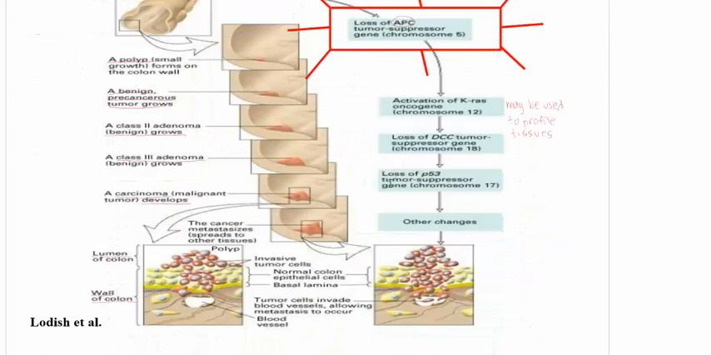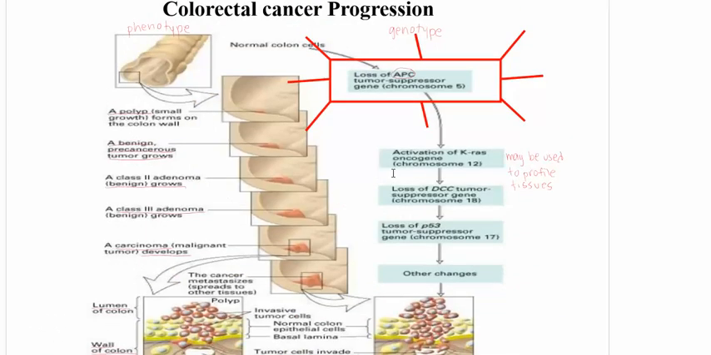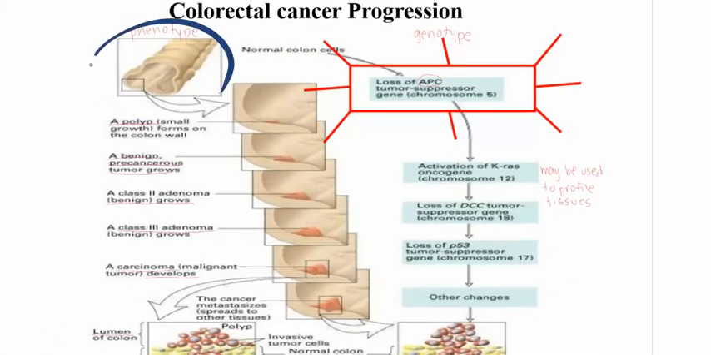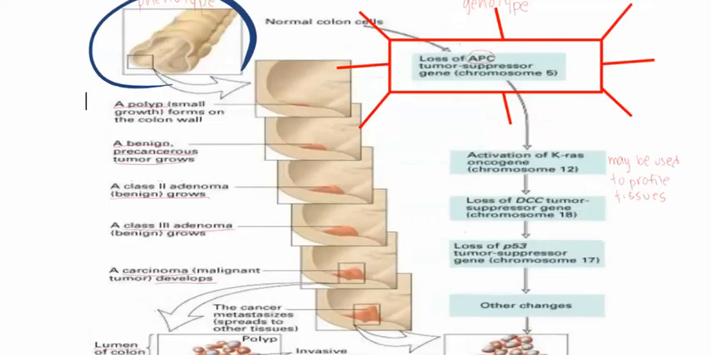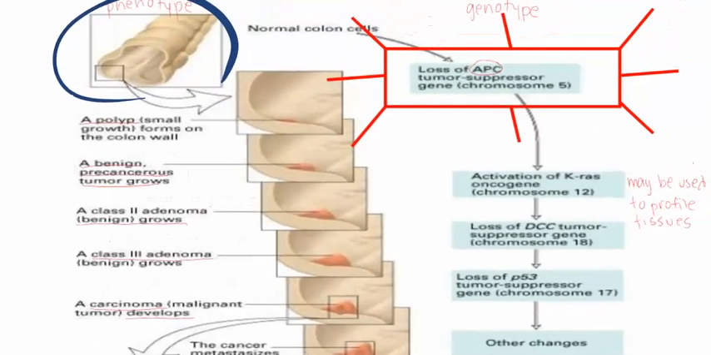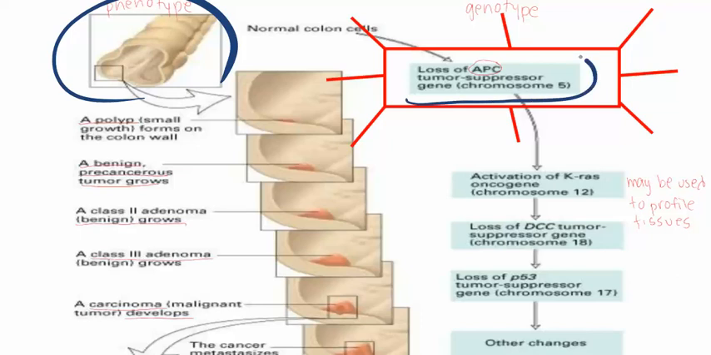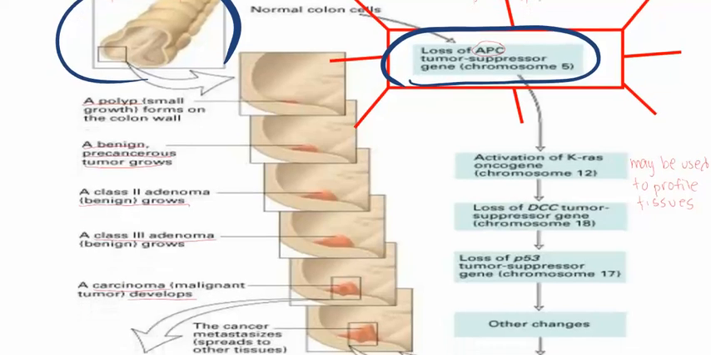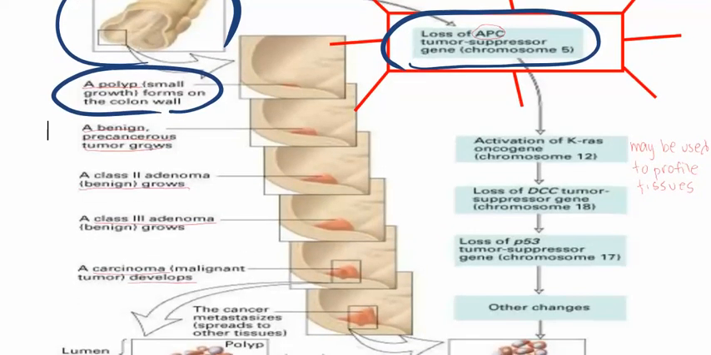Okay, this is what I wanted to point out here. If you start off with your normal colon, the first mutation that occurs is the loss of the APC tumor suppressor gene on chromosome 5. You start to get a little small polyp growth, right? Then you get this benign precancerous tumor growth going.